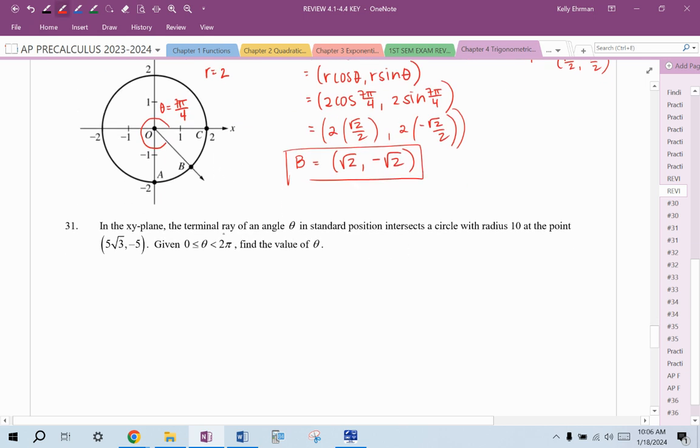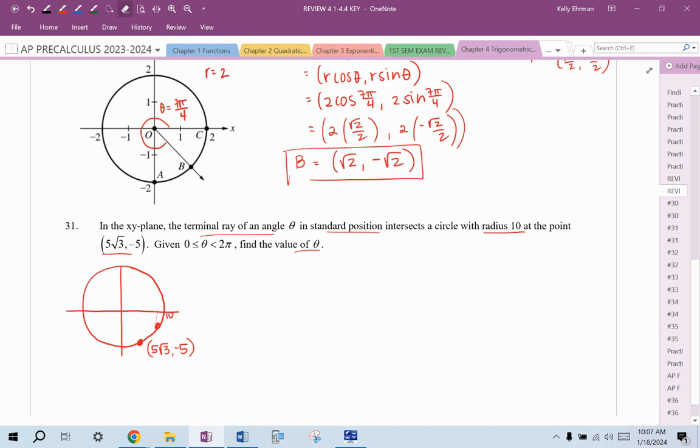31. In the xy plane, the terminal ray of angle theta in standard position intersects a circle with radius 10 at this point. Given that theta is between 0 and 2 pi, find the value of theta. So you can sketch this out a little bit if you're not quite sure. Like, I know I've got a circle. The radius is 10. I need to plot this point, 5 radical 3, -5. So, I don't know, it's down here somewhere, let's say. It should probably be over here, I guess. Just fix that. But again, just do the math so that it doesn't quite matter where you place it.